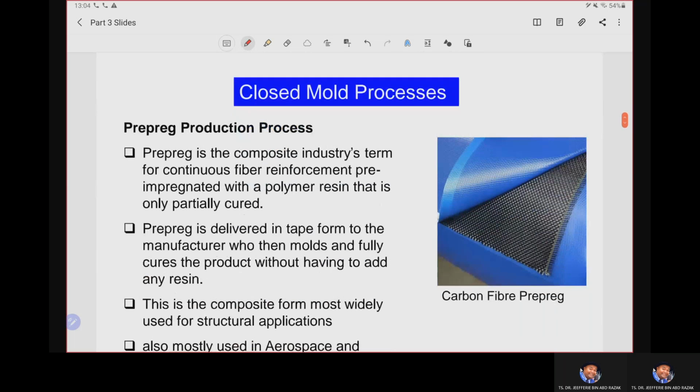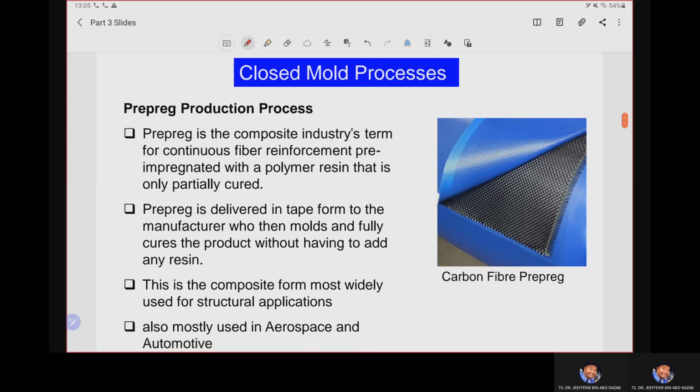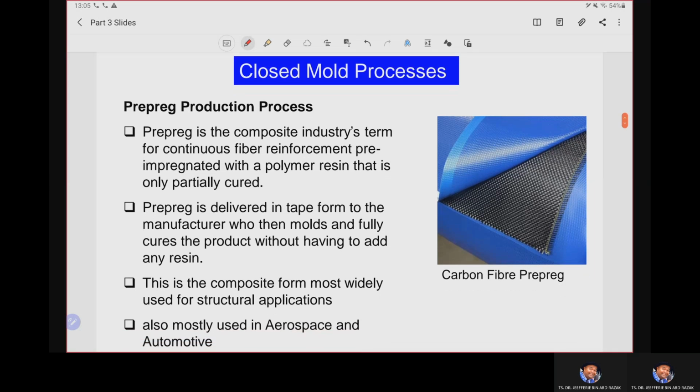So we have finished discussing the possible methods available for open mold FRP PMC manufacturing, fiber reinforced polymer, polymer matrix composite manufacturing. Now we move forward to the closed mold method. For the closed mold method, we have prepreg production, the pultrusion method, vacuum bagging, vacuum infusion, compression molding or match die molding, and resin transfer molding, RTM. Let us first start with prepreg production.